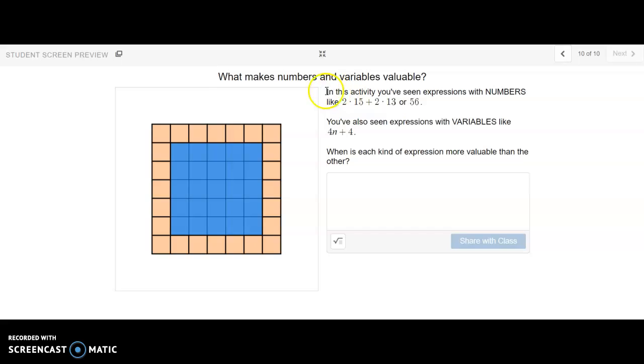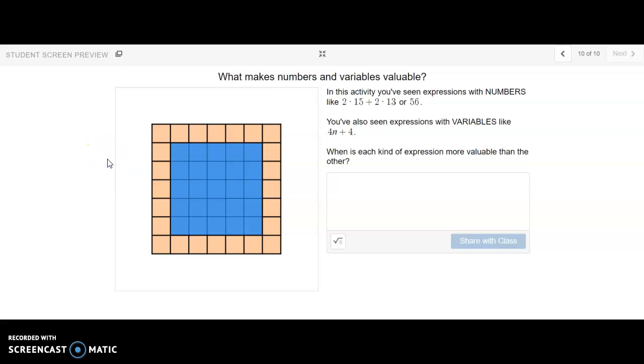For the last slide here, what makes numbers and variables valuable? In this activity, you've seen expressions with numbers, such as 2 times 5 plus 2 times 13, or just 56. You've also seen expressions with variables, like the equation that we did. When is each kind of expression more valuable than the other? When would you say, okay, I'm going to take this side, multiply it by 4, and then add 4, or count, versus just giving a formula so you can find the number of pool tiles there are? This is completely up to you.